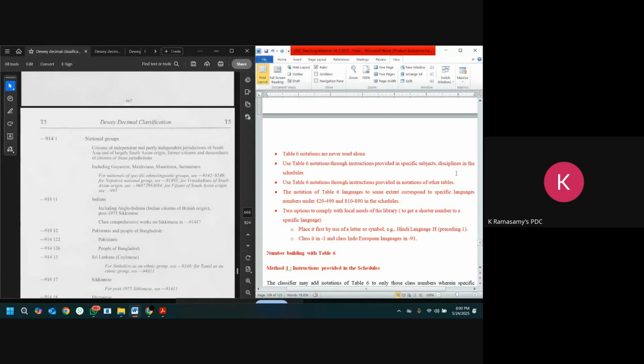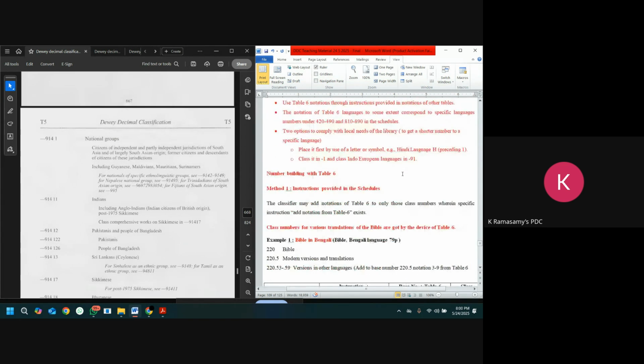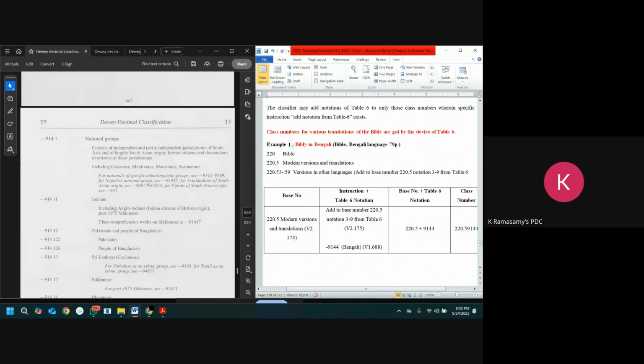Numbers from table 6 are never used alone. Only based on the instruction will you use them. These numbers can be added to 420 to 490 or 810 to 890 or any other place wherever instruction is available. I'll give an example where instruction is available. For example, Bible in Bengali. The Bible is written in Bengali. I want to know the number for Bible. The number is 220. Where is the place for adding a table 6 number? It is given here, 220.5. Let me go to volume 2. One minute.